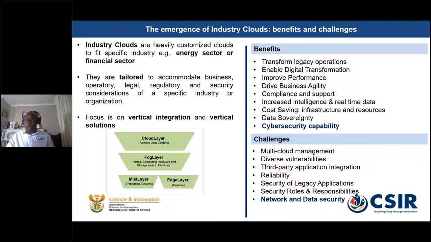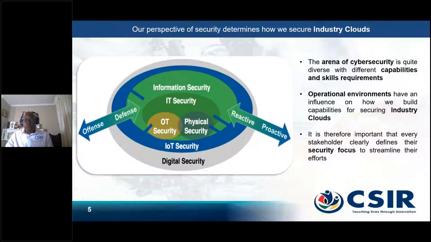In terms of our perspective, generally in the cybersecurity space, people look at terms in different ways, and the arena of cybersecurity is quite diverse, with different capabilities and skills requirements. For example, if somebody is just dealing with IT security and their cloud is generally dealing with IT technologies, then generally people will be at this level. But you might find organizations such as your energy sector or manufacturing, where there's both hardware and software that needs to be dealt with. You might want to be looking at the IT security, the OT security, including physical security. So that obviously gives even more requirements and influence on how we build the capabilities for securing the industry cloud. And then, of course, generally public organizations will be on the defense, in other words, protecting their systems.